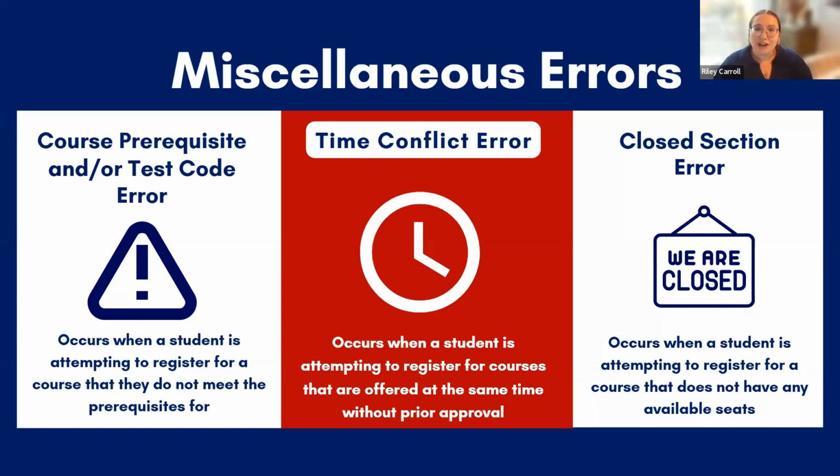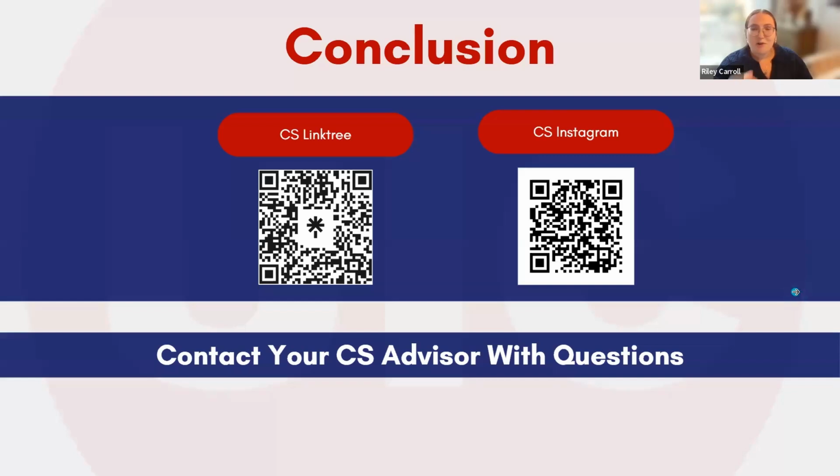Finally, the closed section error. This error code occurs when a student is attempting to register for a course that does not have any available seats right now. You either need to choose another course that has open seats or go ahead and turn on open seat notifications via your My UIC portal. If you just search open seat notifications, you're able to turn them on and get access to them for any given class, so that you can receive an email once that seat opens up and you are able to add that to your schedule. All right, so those are pretty much the main error codes you see.